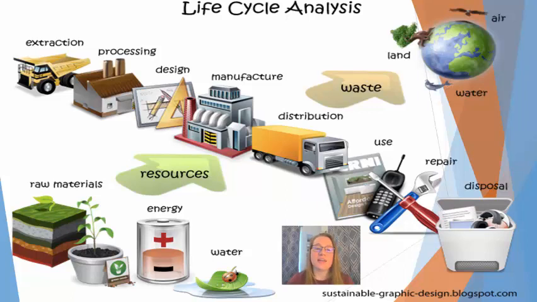Another way to look at it is this diagram here. We have our resources, raw material, energy, and water that go into the extraction, processing, design, manufacture, distribution, use, repair, and disposal. And then we have the waste produced from each of those steps. So trying to think of the overall life impact of each individual product that we use in our lives.